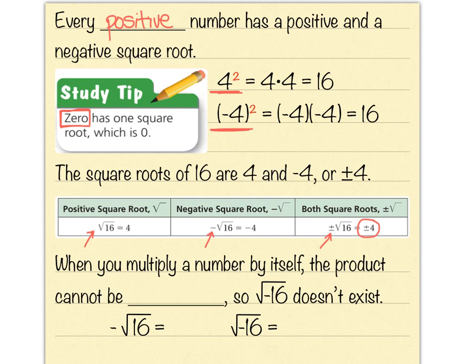Now, we said every positive number has a positive and negative square root. The reason I emphasize that is because when you multiply a number by itself, the product cannot be negative.